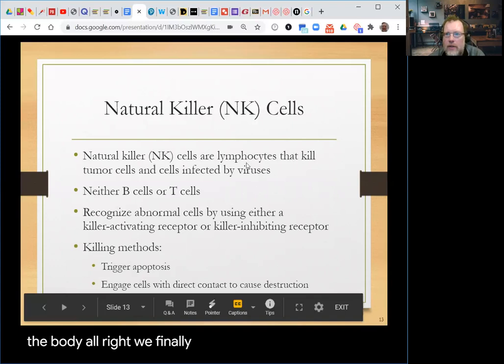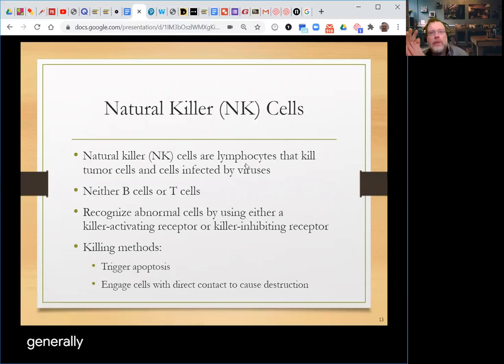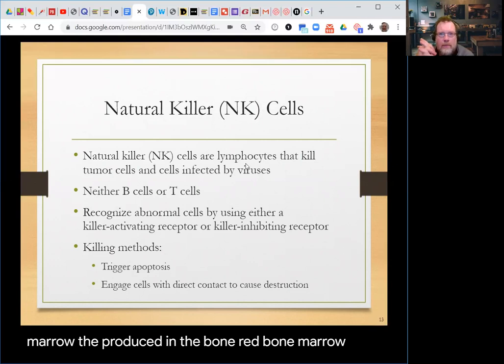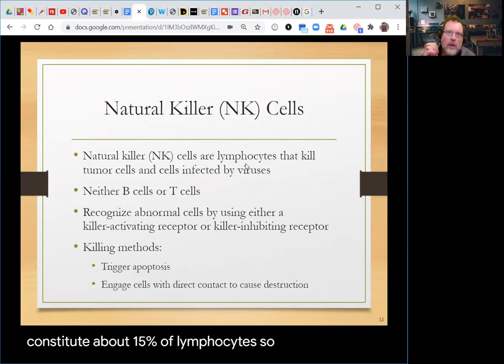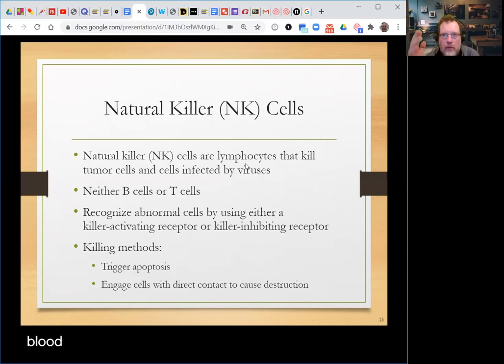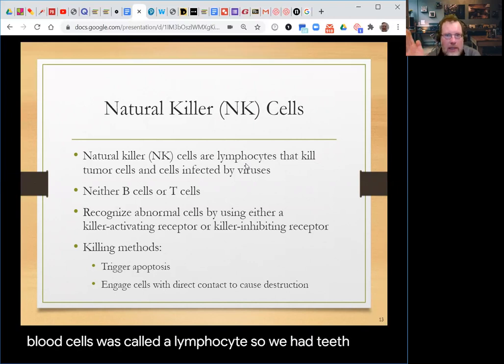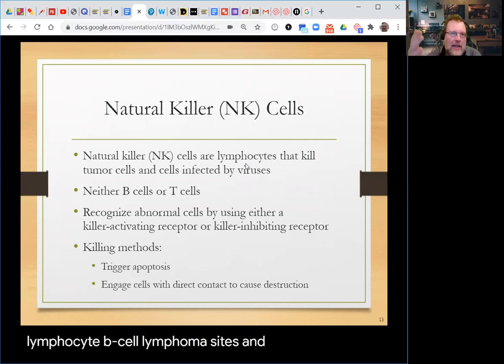All right, we finally made it to natural killer cells. Generally, we would see these guys found in bone marrow. They're produced in the red bone marrow. They constitute about 15% of lymphocytes. So you'll recall that one of your leukocytes or white blood cells was called a lymphocyte. So we had T cell lymphocytes, B cell lymphocytes, NK cell lymphocytes. About 15% or so of all lymphocytes are natural killer cells.